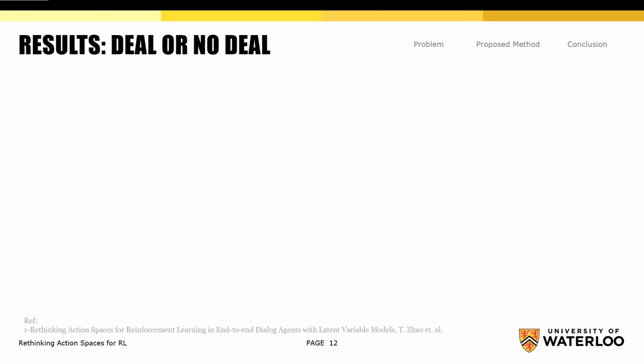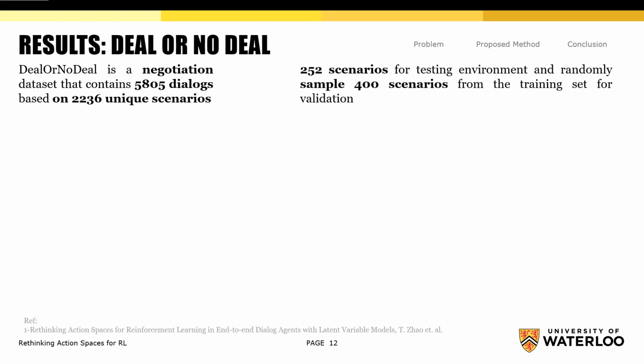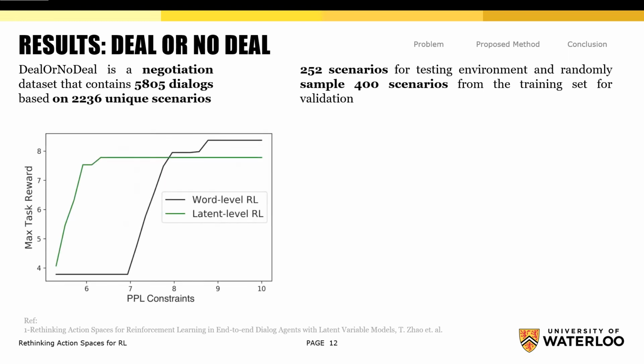In the end, I'd like to share with you some experiments that they show in their paper. As you can see here, they used a dataset called Deal or No Deal, which is a negotiation dataset that contains around 5,000 dialogues based on 2,236 unique scenarios. They keep just 252 scenarios for testing, and they also randomly sampled 400 other scenarios from the training set for validation.